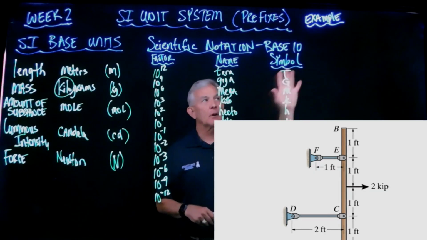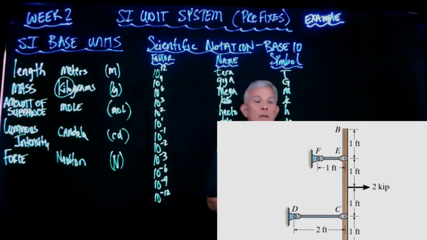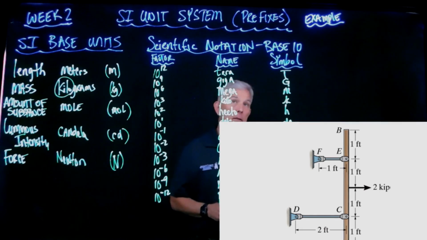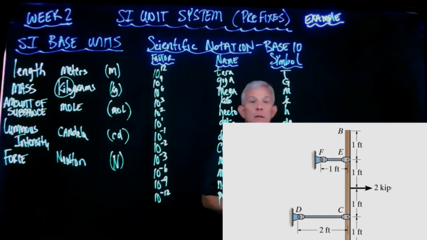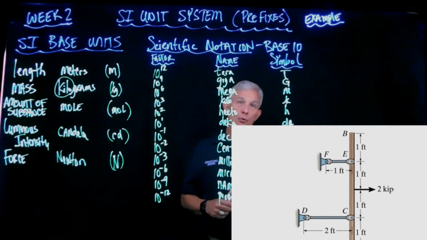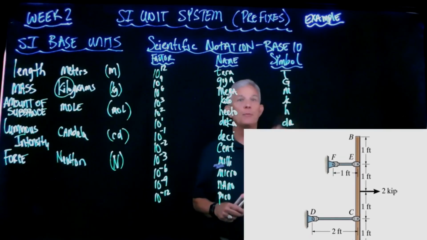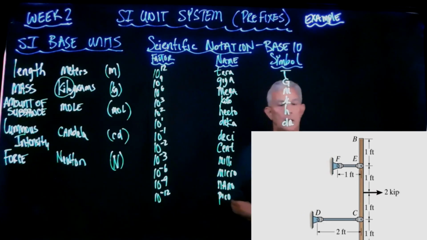Now that we have these, let's look at an example. And that example is one, as you can see on the picture here, that has a pin at A. We want to know the deflection at B with a load in the middle of 2 kips. Now that's going to rotate clockwise about A. We want to know the deflection, the movement at B, and the rotation at A.